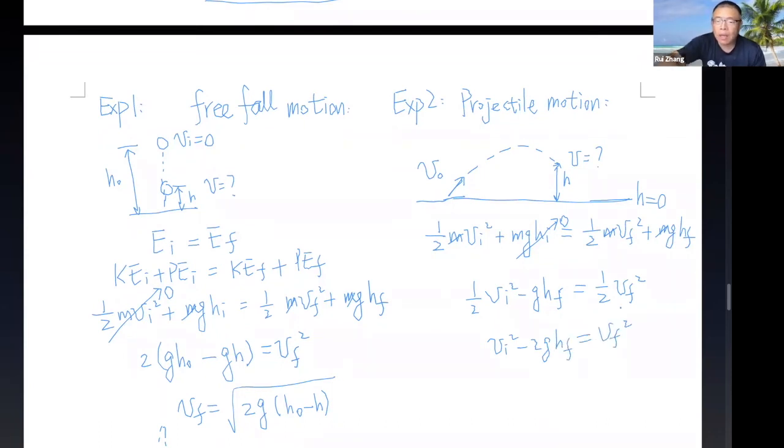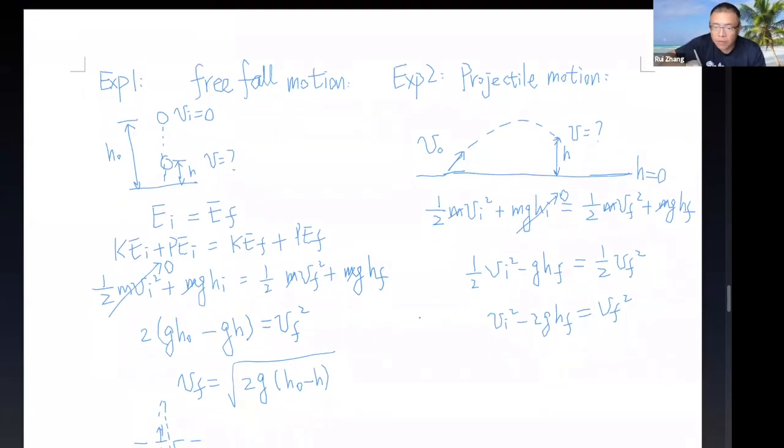Okay, let me use the value system. So that means vf equals the square root of vi squared, which I call v naught squared, minus 2gh. Let's just use h here because h is given in the problem. So that's it. vf equals the square root of v naught squared minus 2gh, and that's the answer for this problem.